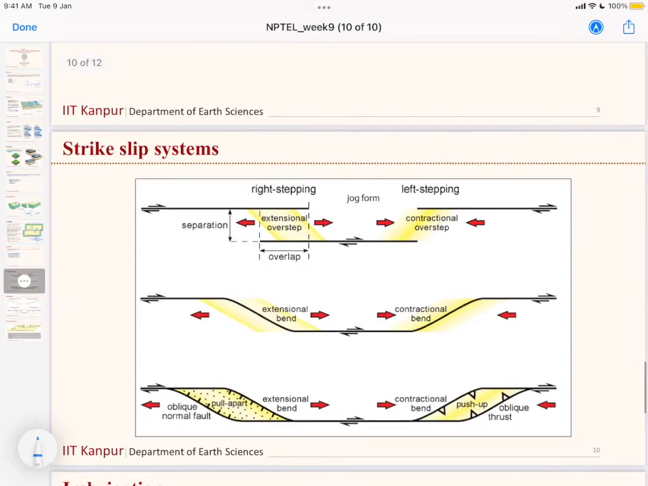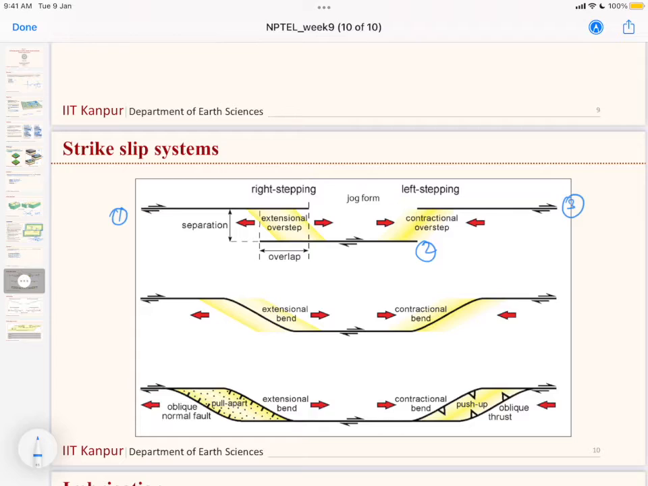So this is the overall strike slip fault system. Now why is it a fault system? Because here you can see we have three faults. Where are these three faults? First one is here, second one is here, and this third one is here. Okay, so tell me, this first fault, what kind of fault is it, dextral or sinistral?